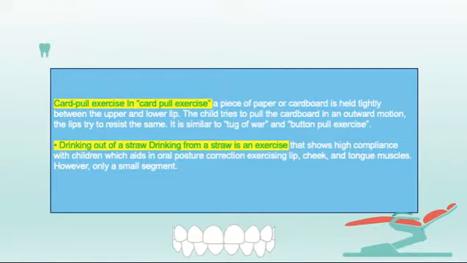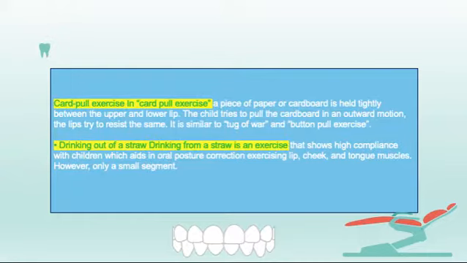Cart pull exercise. A piece of paper or cardboard is held tightly between the upper and lower lip. The child tries to pull the cardboard in an outward motion while the lips try to resist. It is similar to tug of war and the button pull exercise.